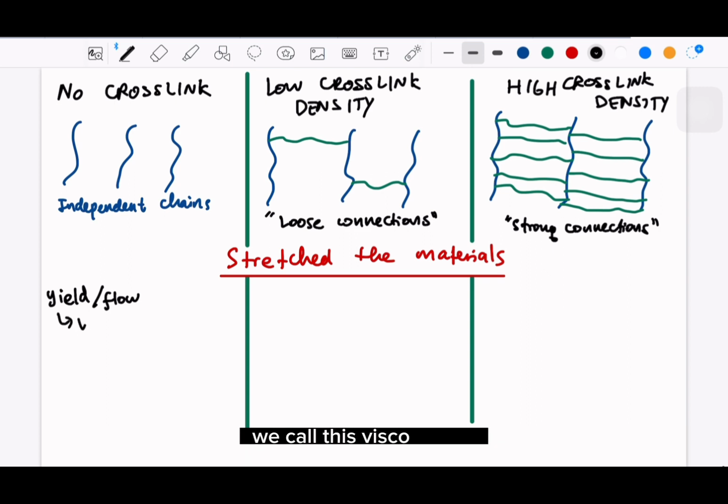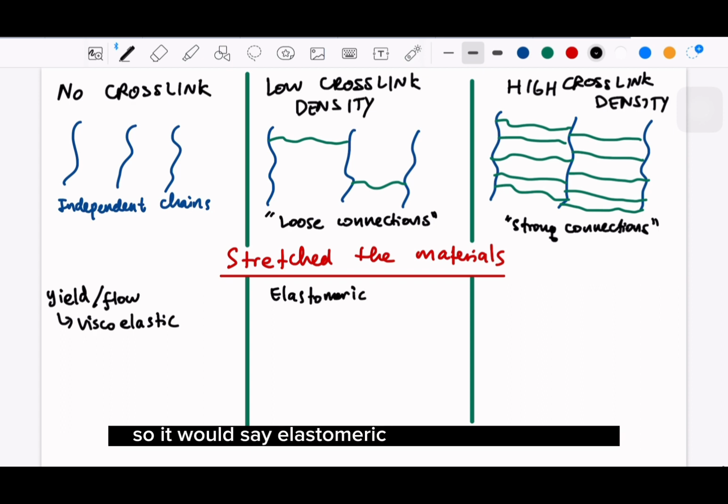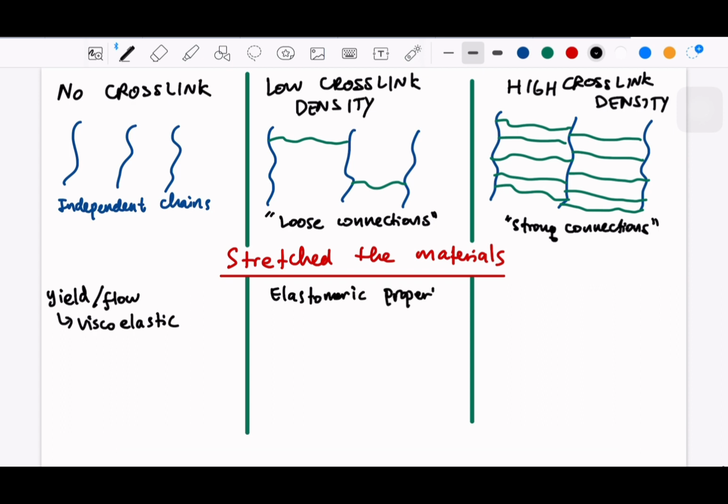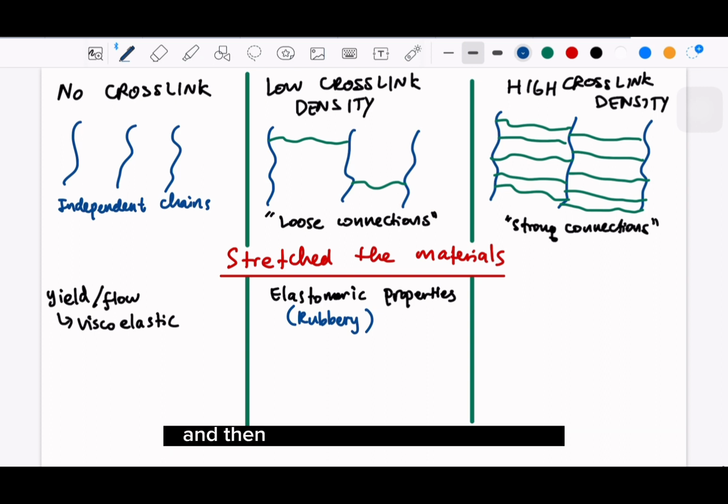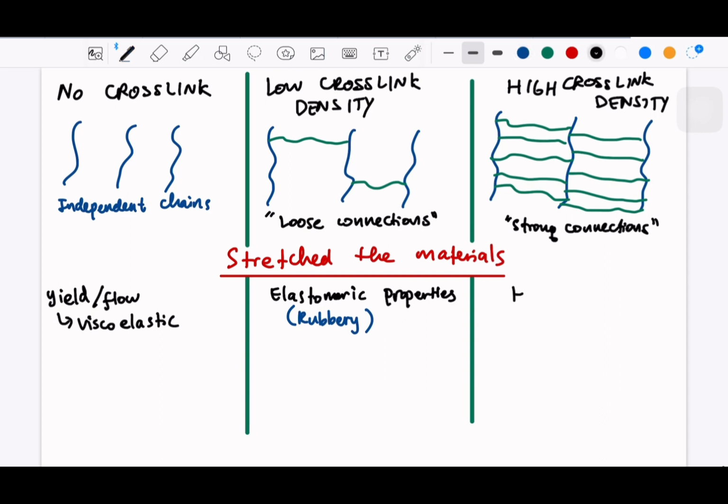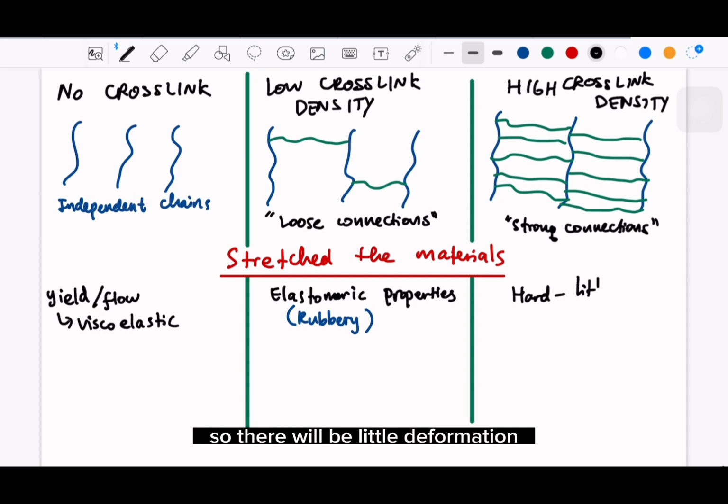We call this viscoelastic. And the middle one has elastomer property. So we say elastomeric property, like a rubber. Rubbery. Okay. And then the right one, this will be hard. So there will be little deformation.